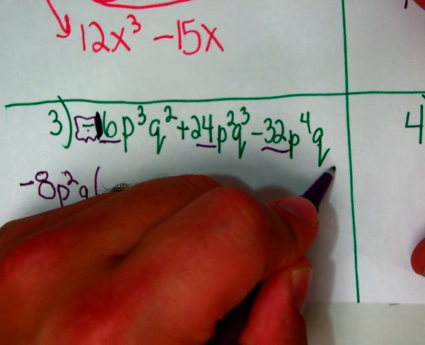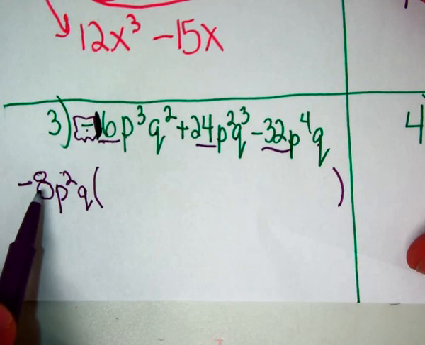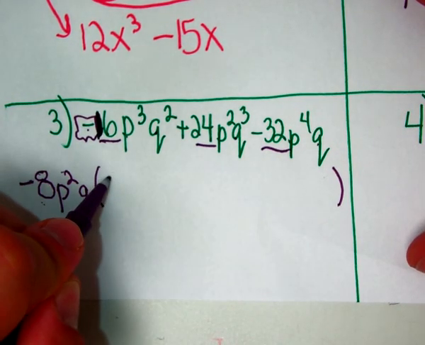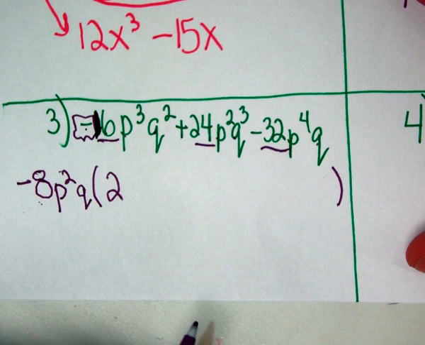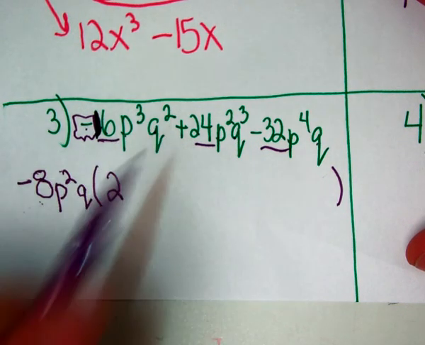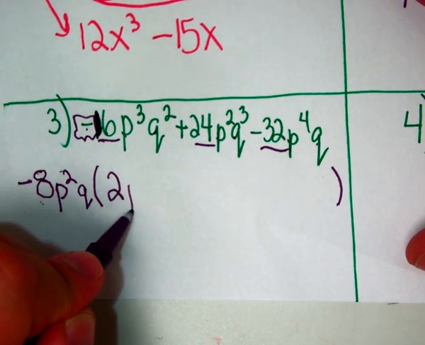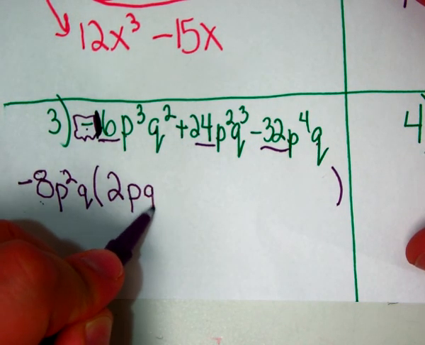Go through and divide each one. Negative 16 divided by negative 8. This is where you've got to be careful. It's a positive now, positive 2. P cubed and Q squared, we got rid of those values there, so we're left with just a P and a Q.